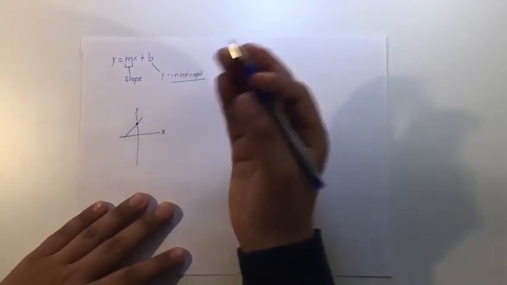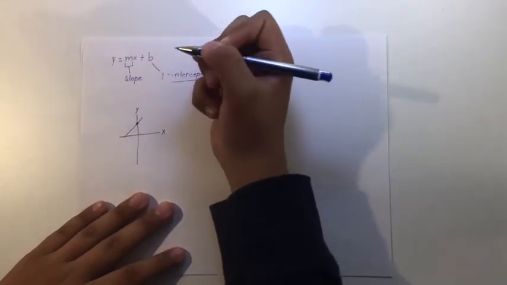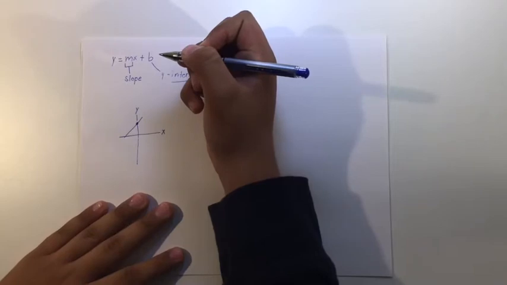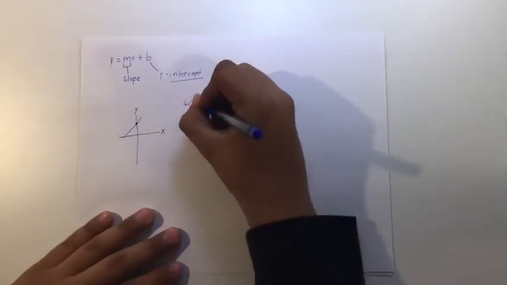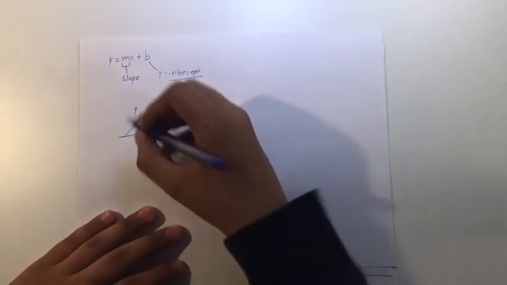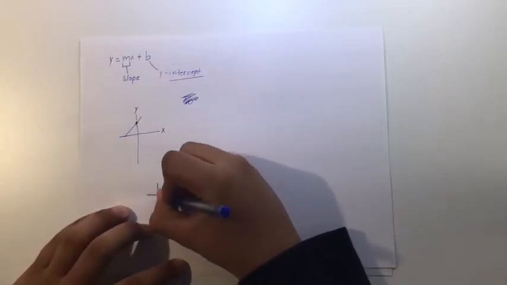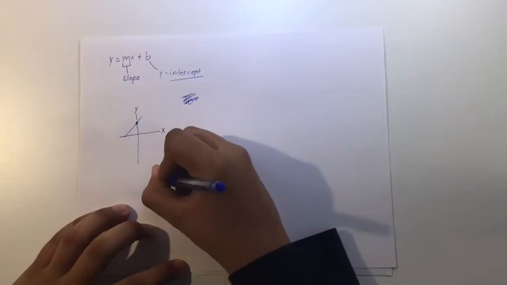And your slope is more like an angle, but not an angle like 60 degrees. Don't get confused with that. The slope is kind of like a slant, like x and y.